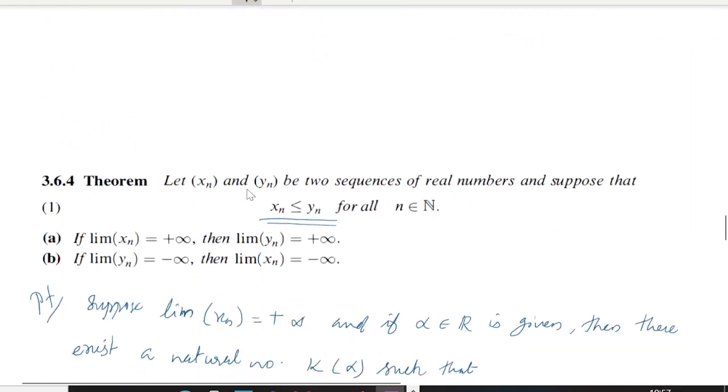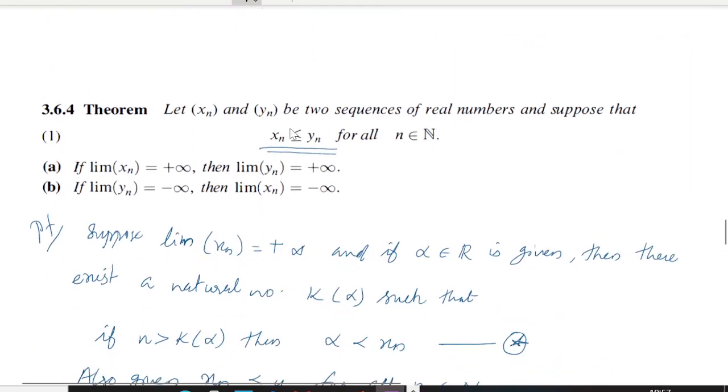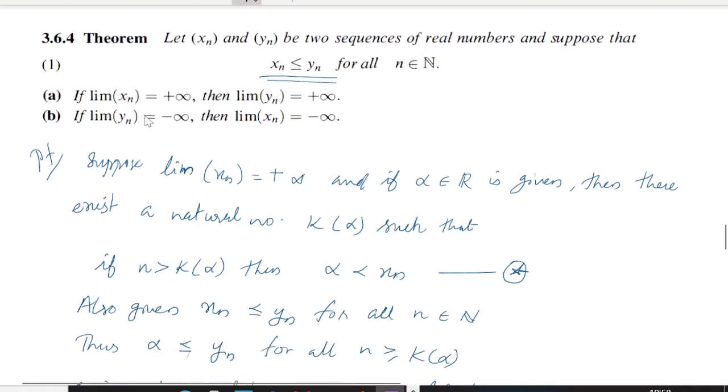And a comparison test too we have studied, that is, if xn and yn are two sequences of real numbers and suppose that xn is less than or equal to yn for all n belongs to N. If limit of xn is positive infinity, then limit of yn is positive infinity, and if limit of yn is negative infinity, then limit of xn is minus infinity. See, this is given as xn less than or equal to yn for all n.